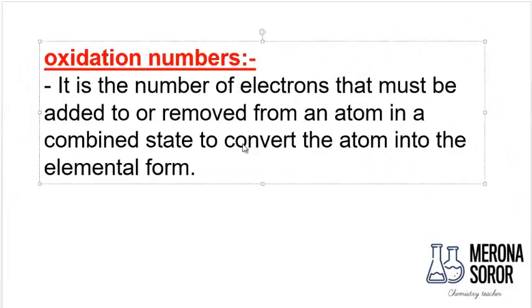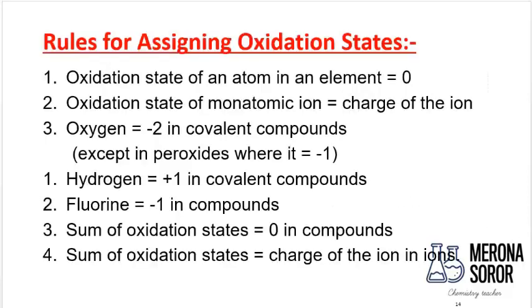Oxidation number. It is the number of electrons that must be added to or removed from an atom in a combined state to convert the atom into the elemental form. Rules of assigning oxidation state.